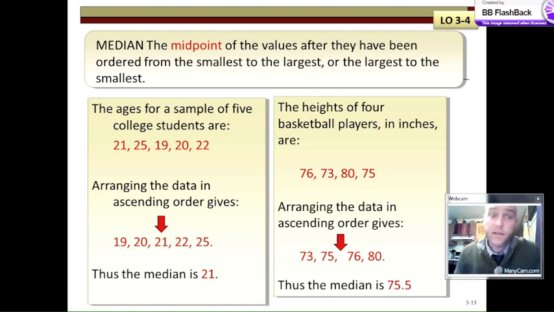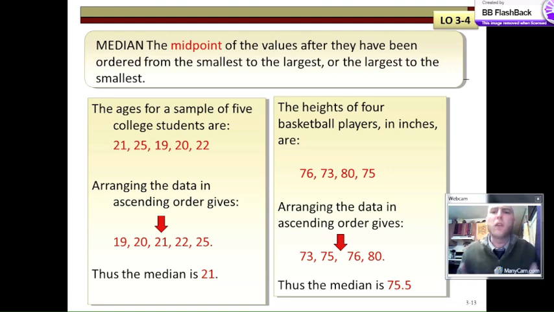Two examples here. The ages for a sample of 5 college students are 21, 25, 19, 20, and 22, but that's not in order. 19 is the youngest, 25 is the oldest. When you put them in order, 21 is the median, which means roughly half of the numbers are below: 19 and 20. Roughly half or half, exactly. 22 and 25 are above.